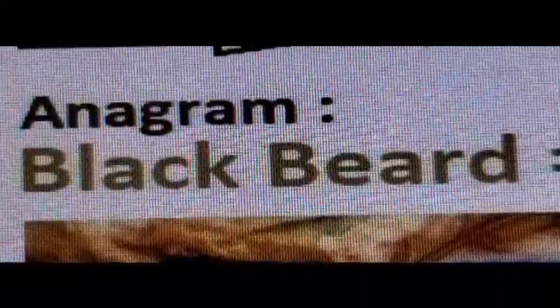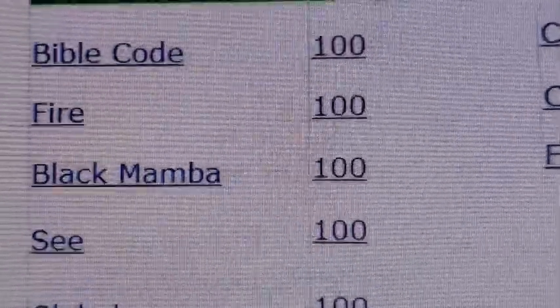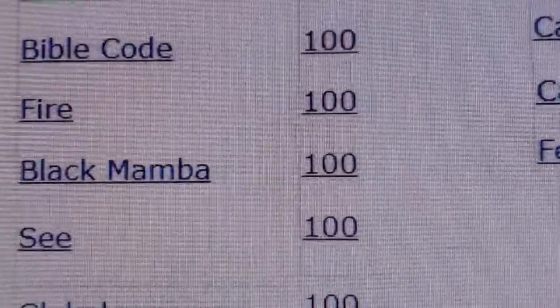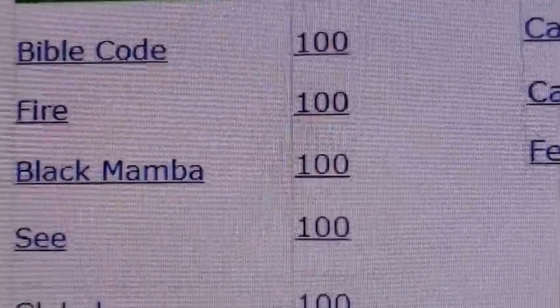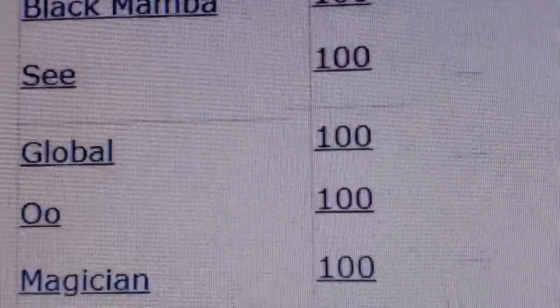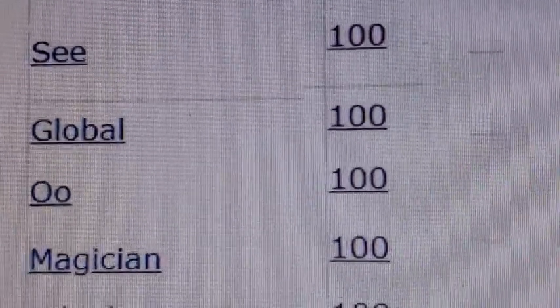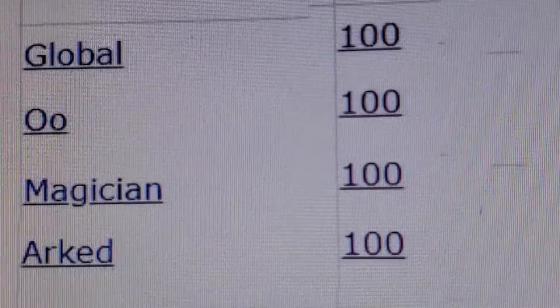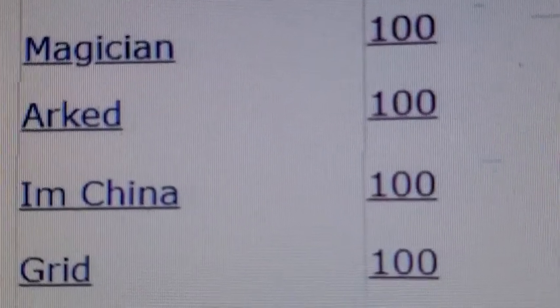But also, the anagram for Blackbeard is cabled bark. And look at the telephone towers. That looks like cabled bark. And Blackbeard and Black Mamba both equal 59. Black Mamba also equals 100. This is a section that I'm just adding. I wanted to show you some of the words that also are equal to 100. It's Bible code, fire, Black Mamba, C as in holy C maybe, or C's candy, who knows, C, one eye, who knows, global, OO, I'll get into that later in another video, magician, art, I'm China, and grid.